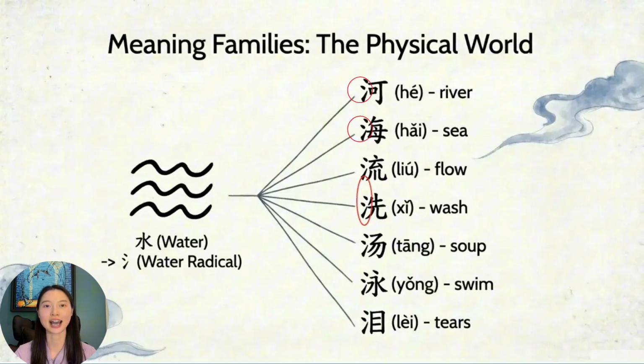河 river, 海 sea, 流 to flow, 洗 to wash, 汤 soup, 泳 to swim, 泪 tears, drops of water from your eyes. The moment you see the water radical, your brain already knows something wet.